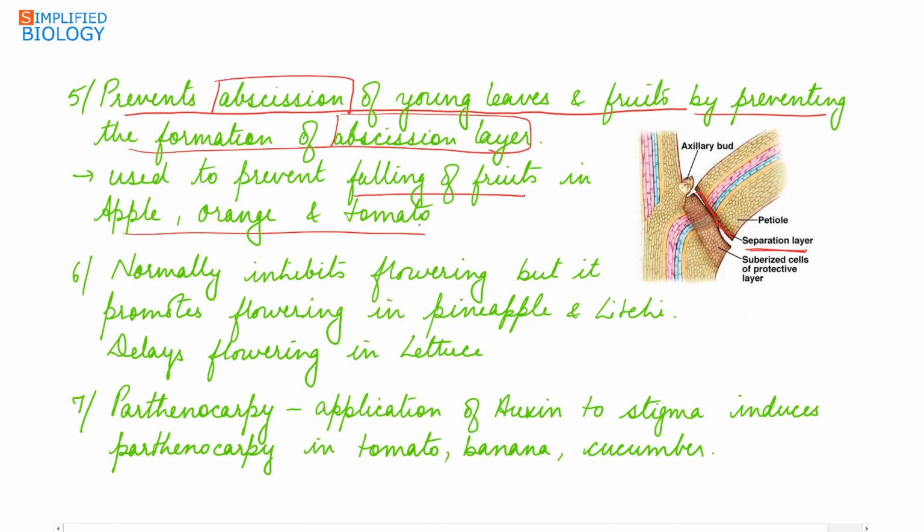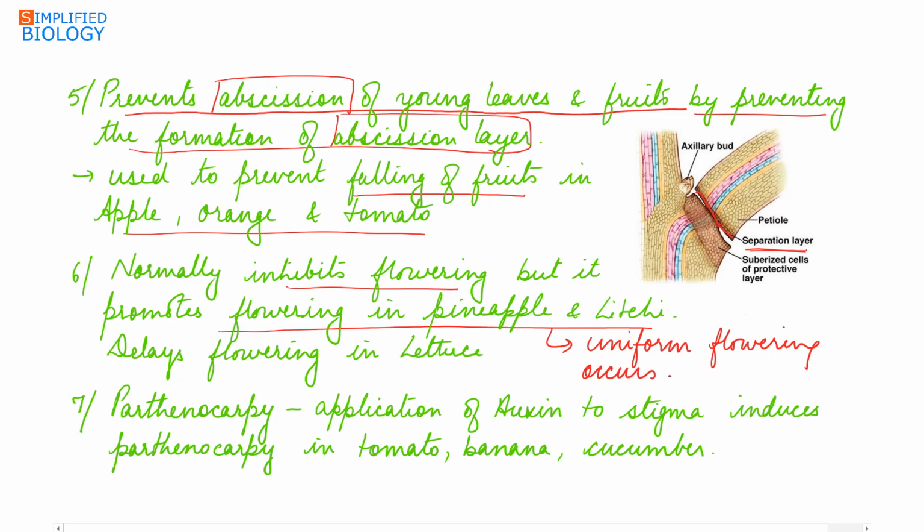Next, auxin normally inhibits flowering, but it promotes flowering in pineapple and lychee, due to which uniform flowering occurs, leading to fruit formation, and it delays flowering in lettuce.